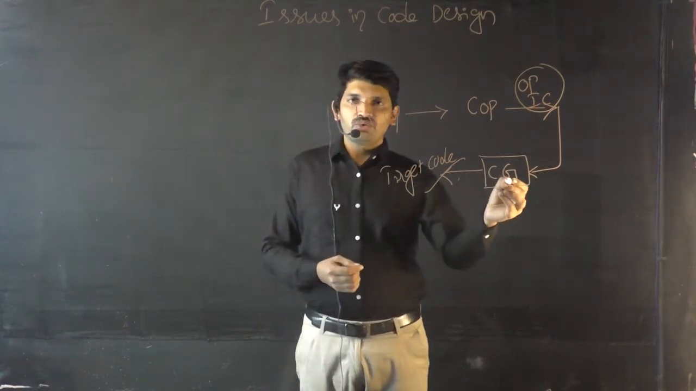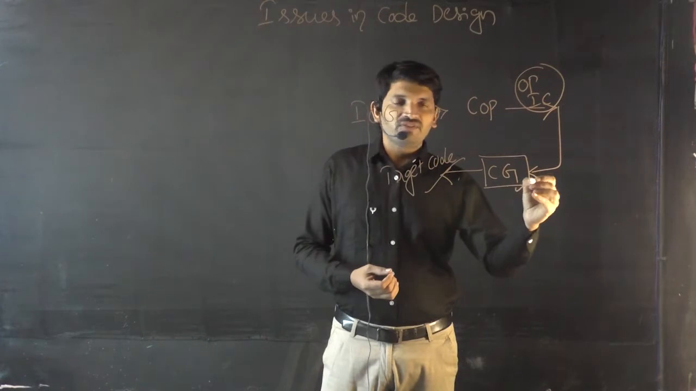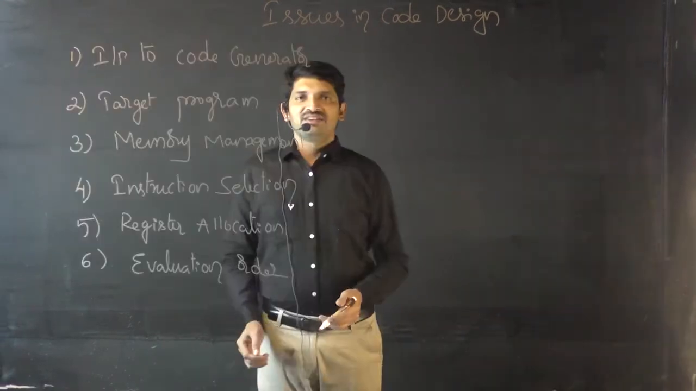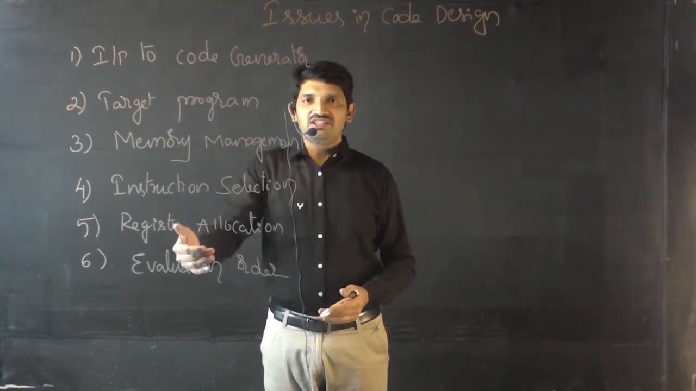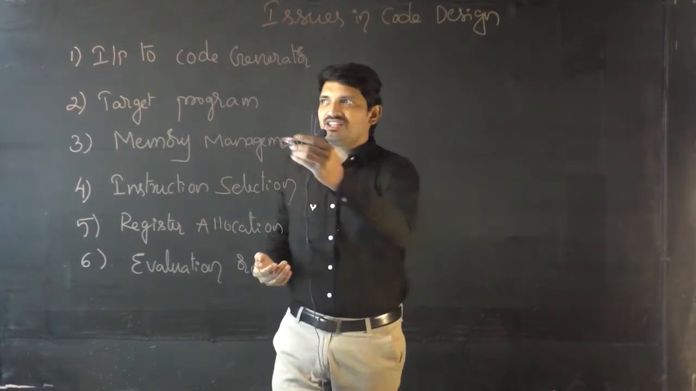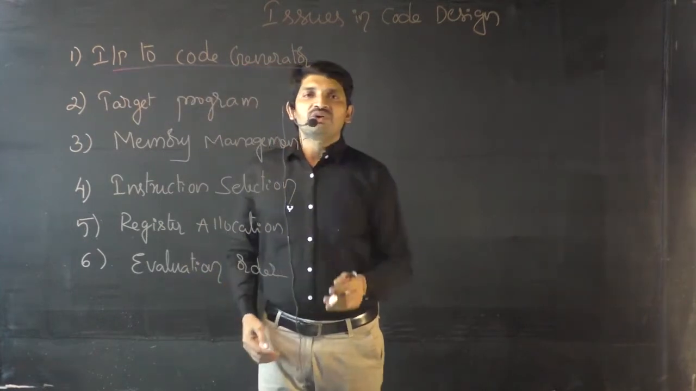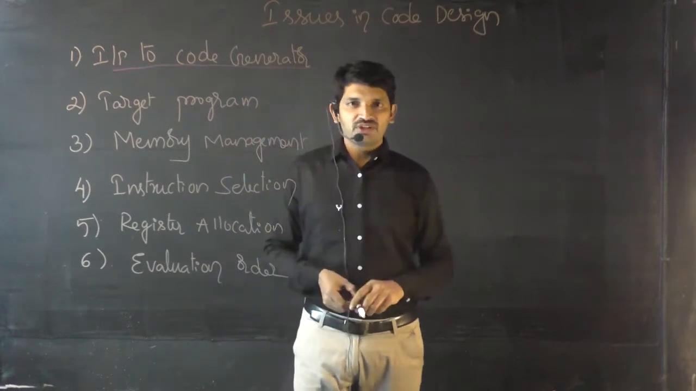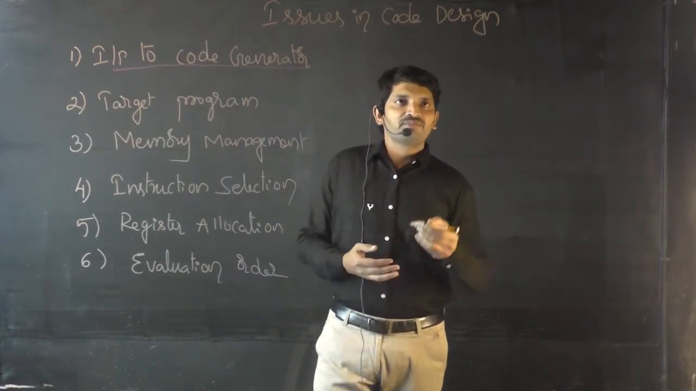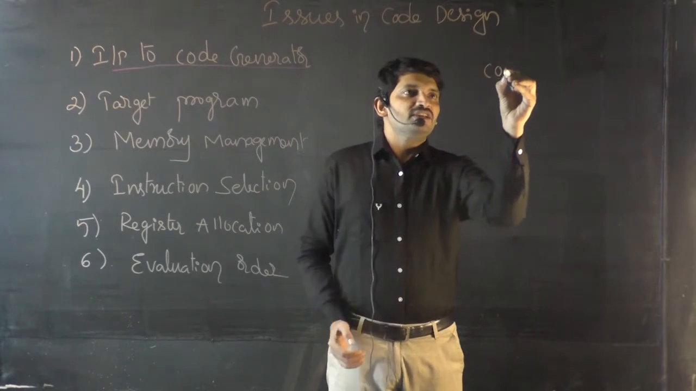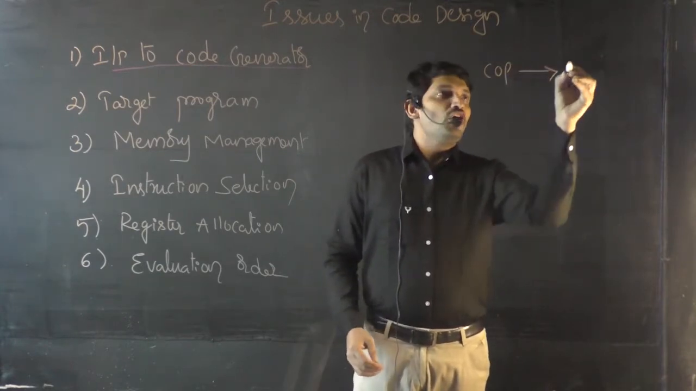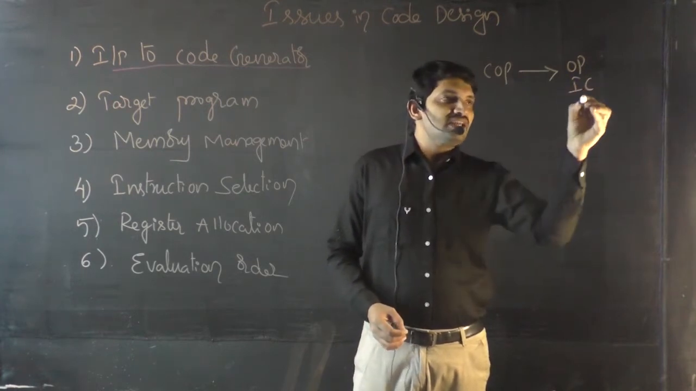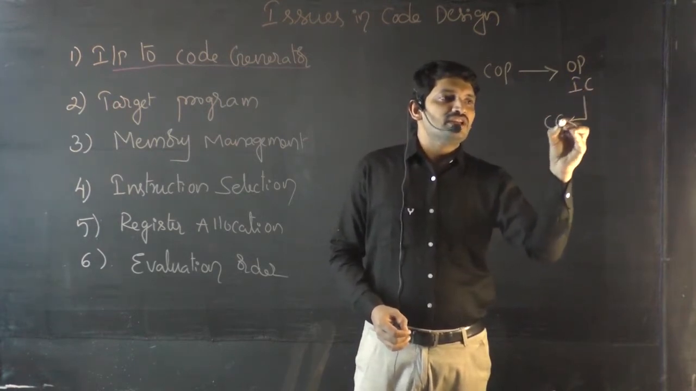Now we are going to discuss the various issues associated with the code generator. The first issue is the input to the code generator. What is the meaning of the input of the code generator? We already discussed that the code optimizer generates the optimized intermediate code as output, which is given as input to the code generator phase.